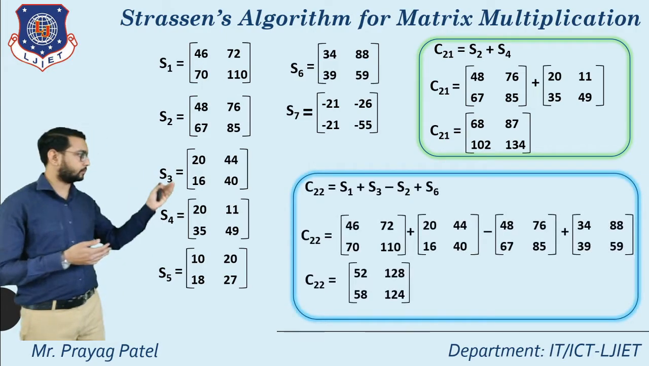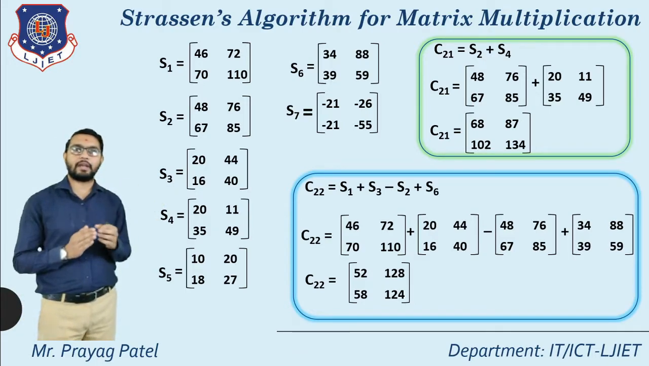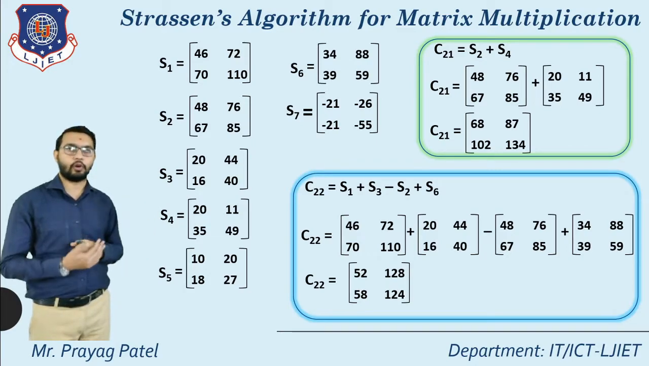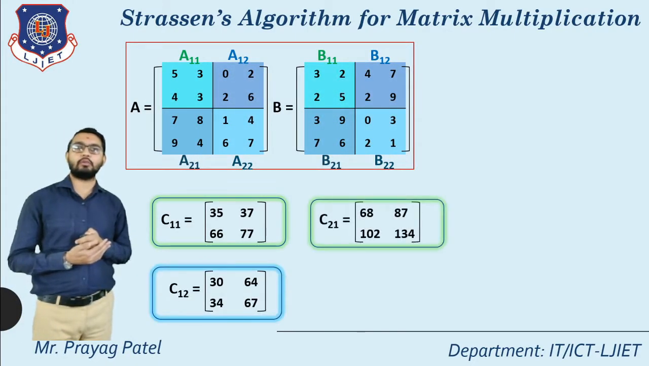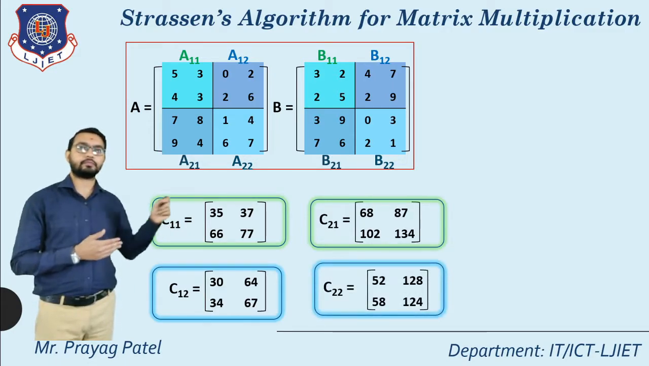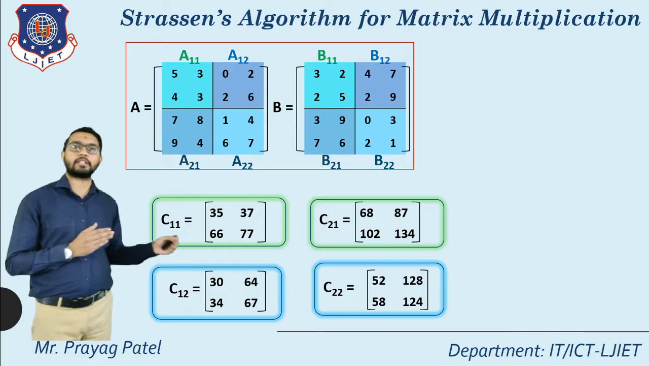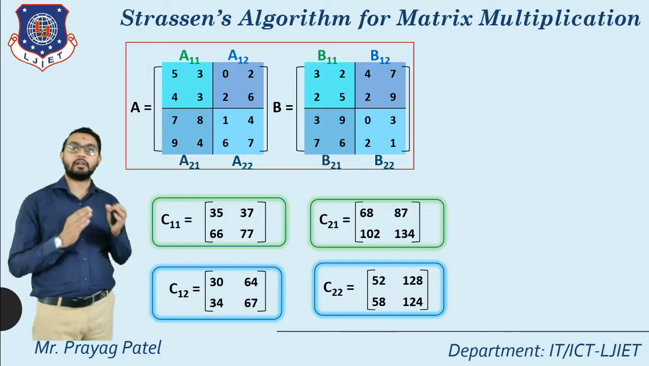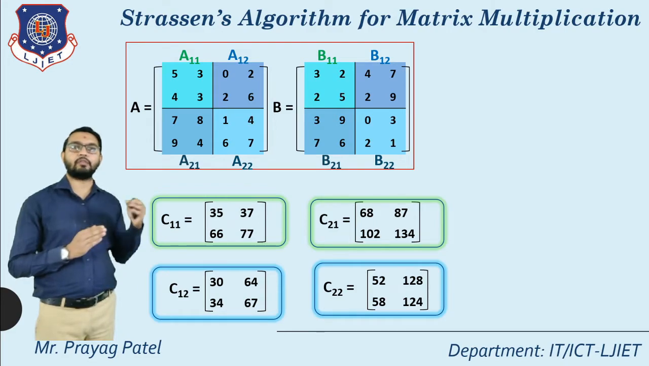Now the last one is C22. C22 equals S1 plus S3 minus S2 plus S6. So the final answer of C22 equals 52, 128, 58, 124. So after that we have all the values of C11, C12, C21 and C22. Here C11 equals 35, 37, 66, 77. C12 equals 30, 64, 34, 67. C21 equals 68, 87, 102, 134. And C22 equals 52, 128, 58, 124.